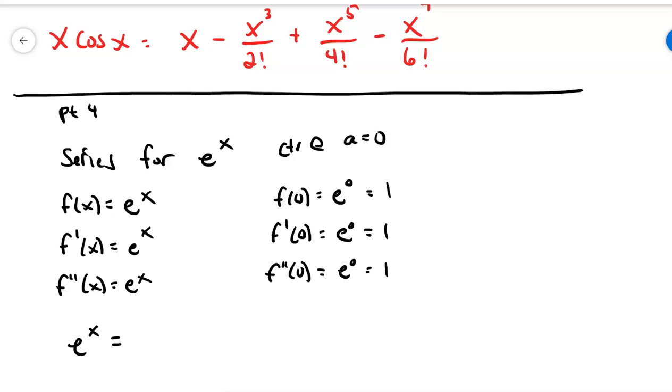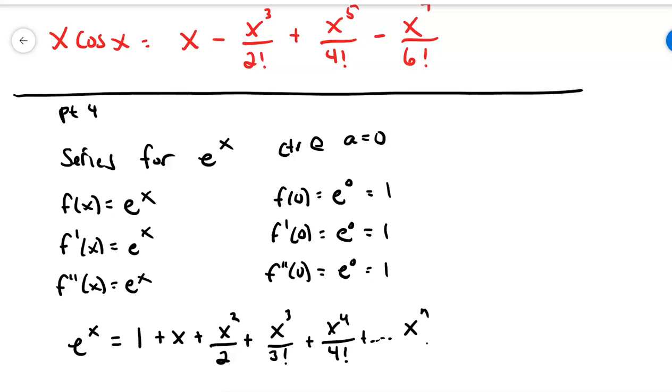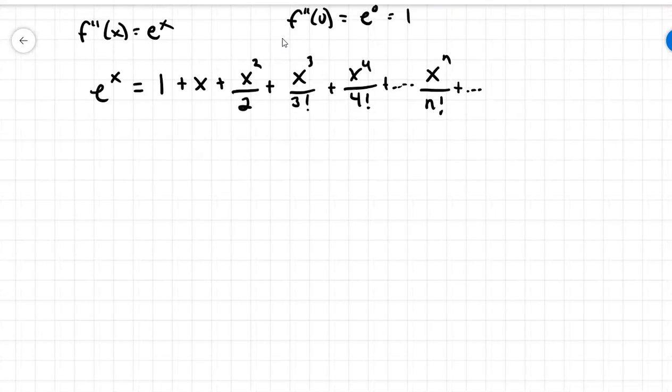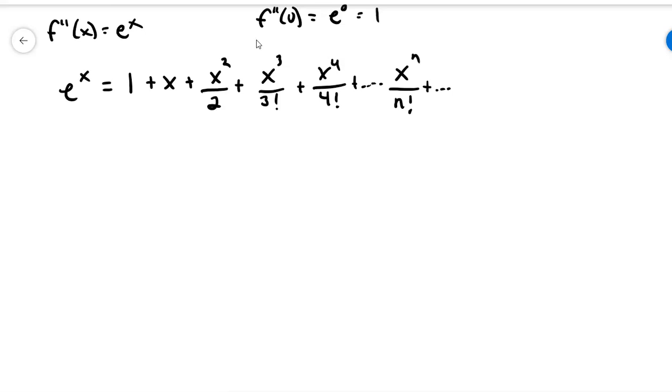So if I throw this back into my formula, f of a plus f prime of a times x minus a, f double prime, and so forth, all the a's are zeros. So what I end up with is 1 plus 1 times x plus 1 times x squared over 2 factorial plus 1 times x to the third over 3 factorial, x to the fourth over 4 factorial, and so forth. This will keep going until I get to x to the n over n factorial, and because it's infinite, it'll keep going from there. Now, if you don't believe that's actually e to the x, just for fun, try deriving it.